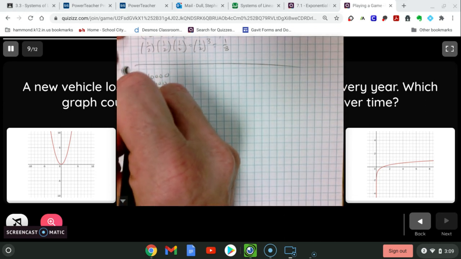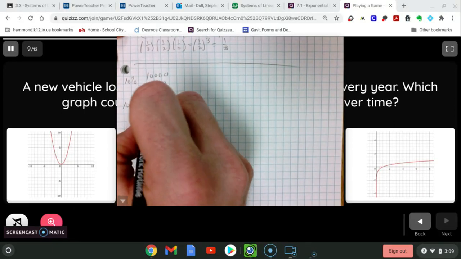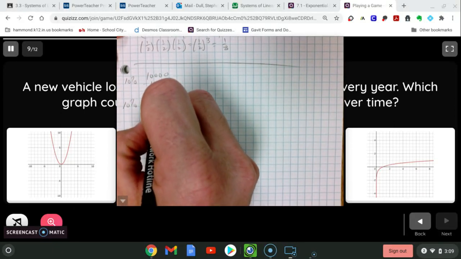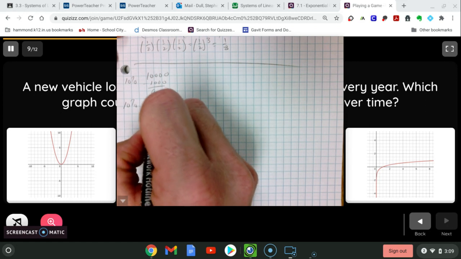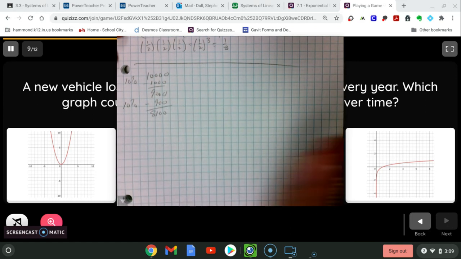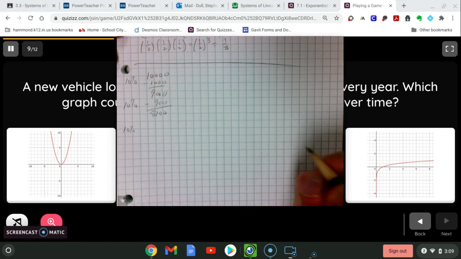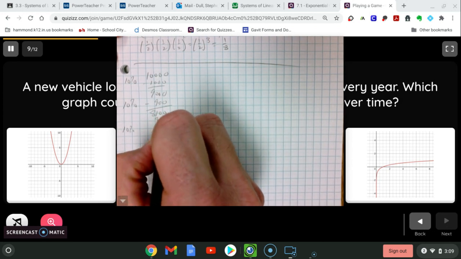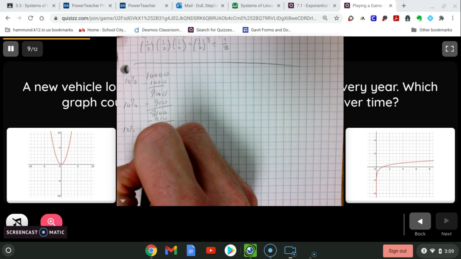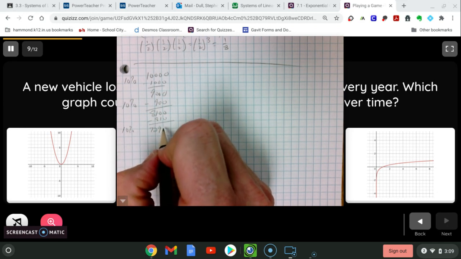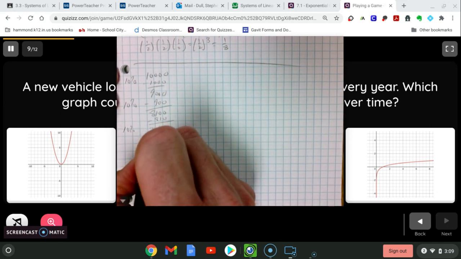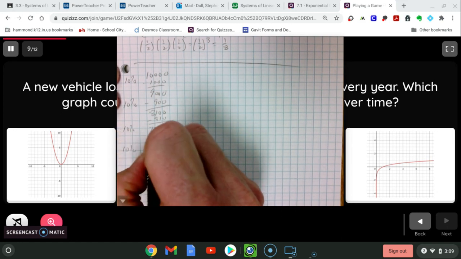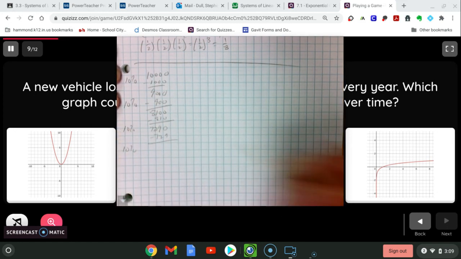Now the next year it loses another 10%, which 10% of 9,000 is 900. So now that car is worth 8,100 after a second year. It loses another 10% of its value. 10% of 8,100 is 810. And if I subtract that, I get 7,290. Another 10% would be 729, and so forth.